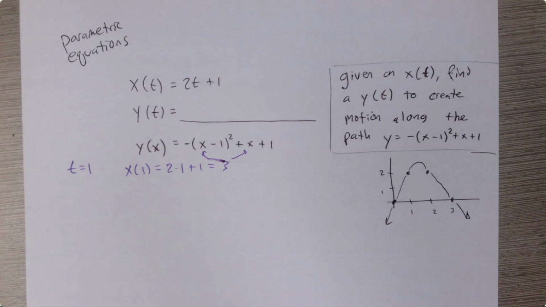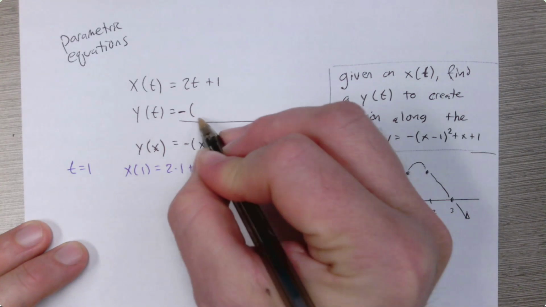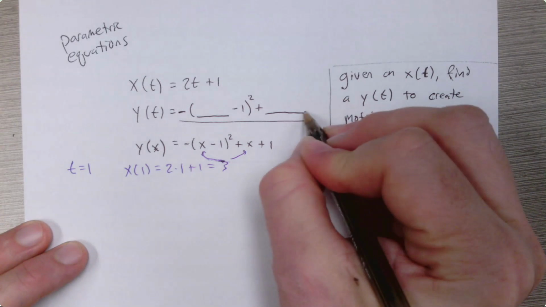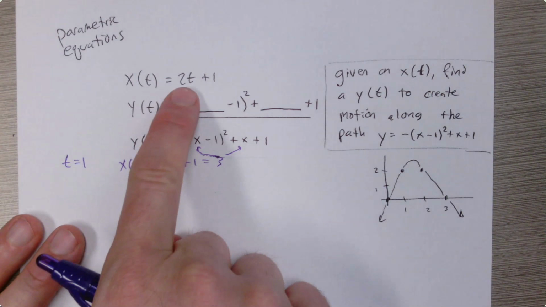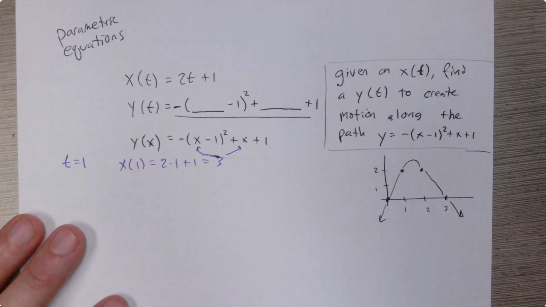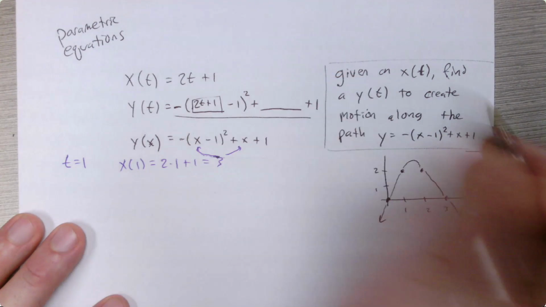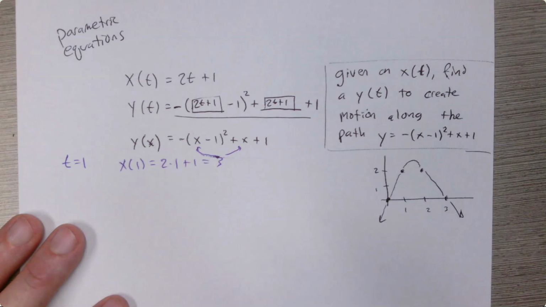Instead of doing that each time as a two-step process, let's do it all in one step. I'm going to write here the same equation, except I'm going to leave a blank wherever there used to be an x. And instead of plugging time in here and then taking that number to plug in for x, let's just do it all in the same step. I'll write 2t plus 1 there where x used to be, and 2t plus 1 here where x used to be, because that's how I found x.